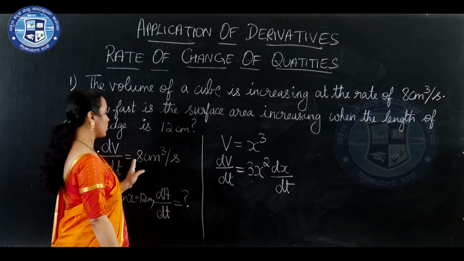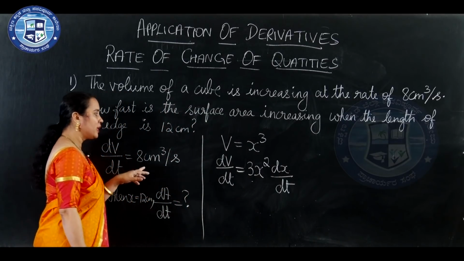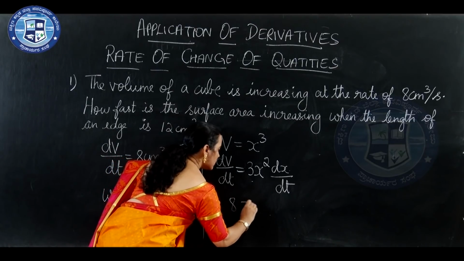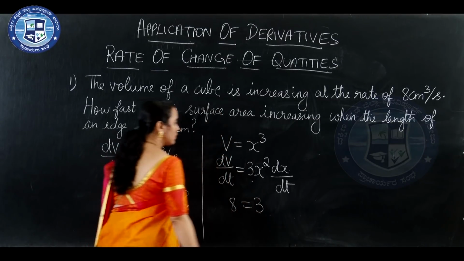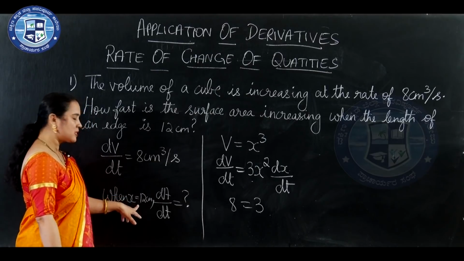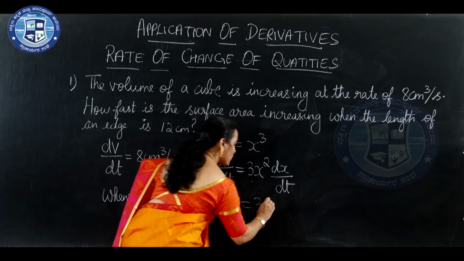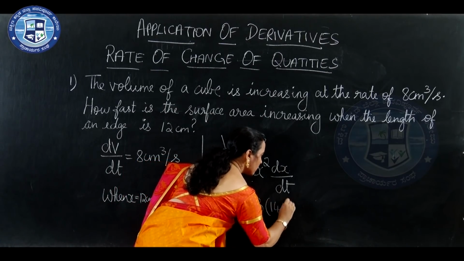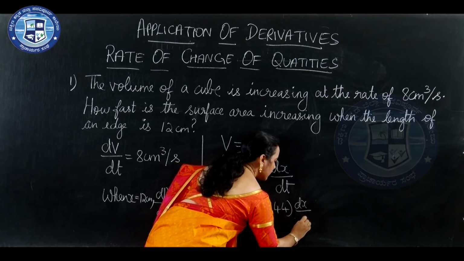Now, substitute whatever you have. dV by dt is 8, which is equal to 3, write it as it is, x is 12. So, 12 square will be 144 dx by dt.